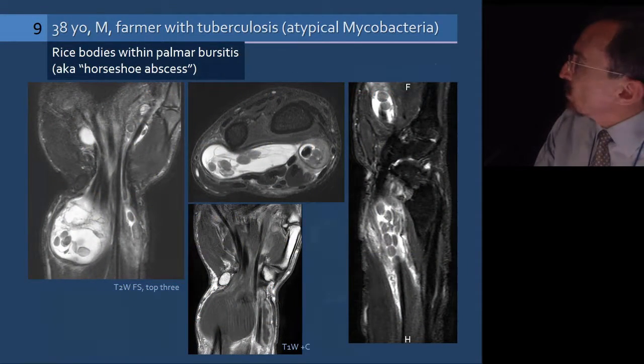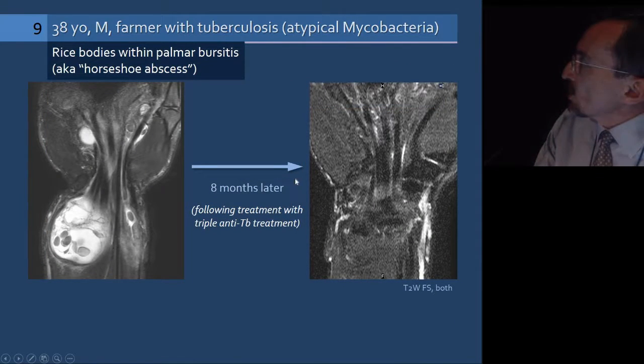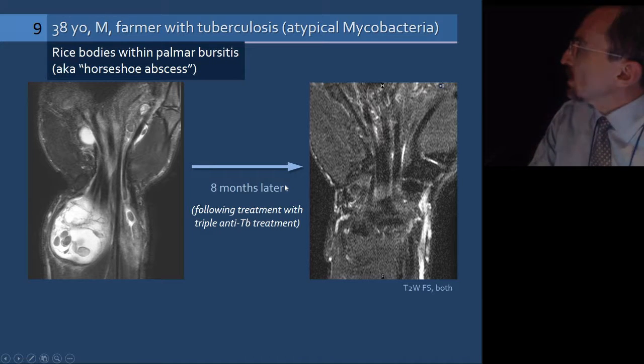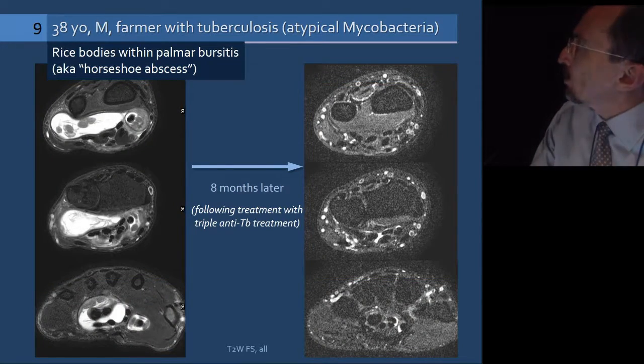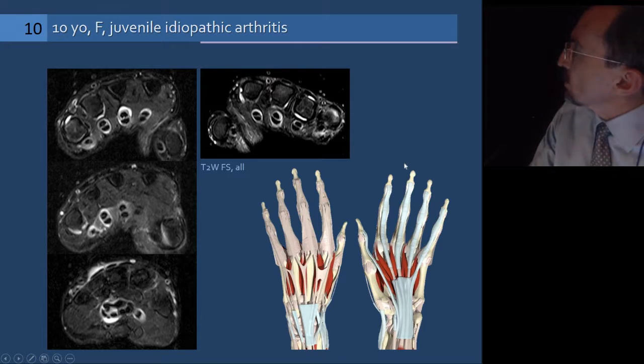And this particular patient was interesting in that those bodies were smaller, like about 80 days earlier, almost 3 months ago. And then over time, apparently they coalesced. And without any intervention, it is possible that rice bodies may altogether disappear. So with no drainage or with no surgical intervention, just by triple anti-TB treatment, this patient had his rice bodies completely disappear. So it is possible that they can disappear without any intervention other than anti-TB treatment as in this patient.